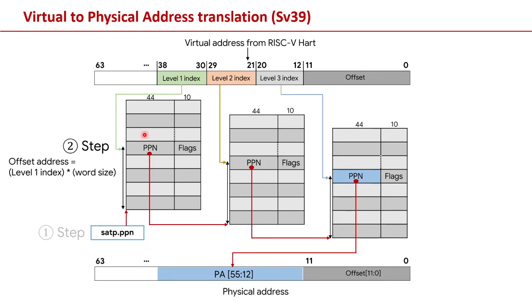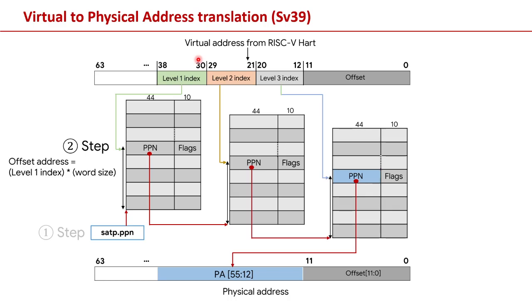Now let's move on to the second step. The second step is to find out the address for the page table entry. Once we get to know the address for the root page table, we need to find out the address for the page table entry in the root page table. For this, we need to refer to the level 1 index. Level 1 index is placed in the 30 to 38-bit position in the virtual address.